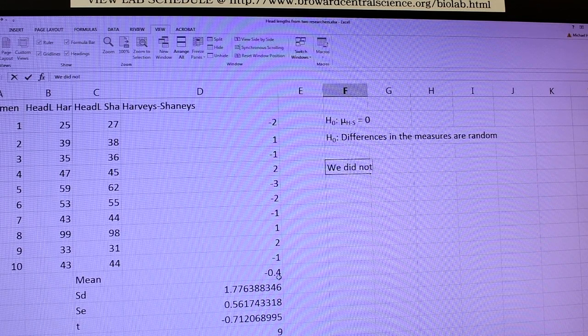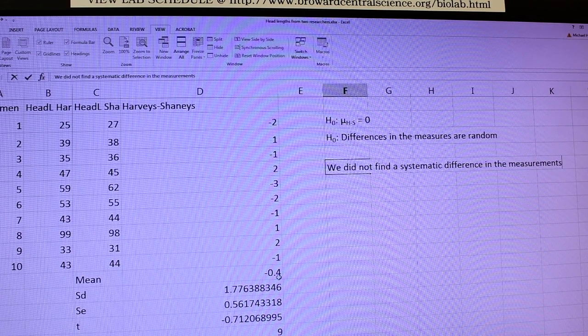we did not find a systematic difference in the measurements. Something like that, right? And then I'm just going to go to the next row to finish this.